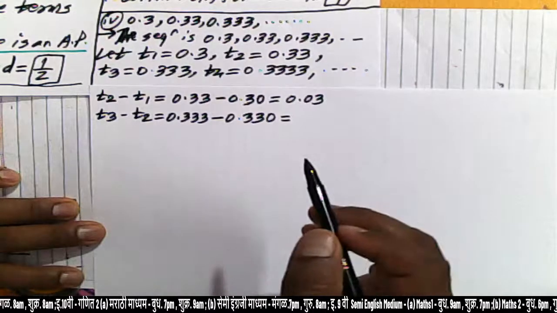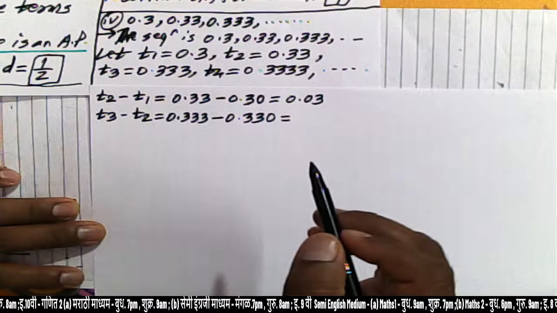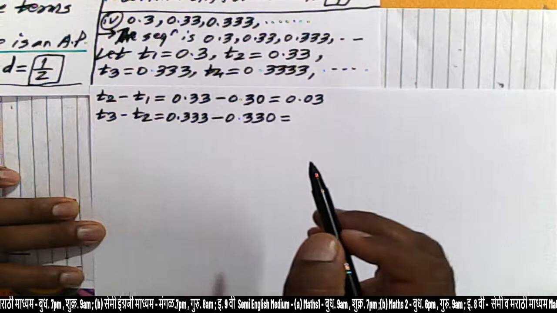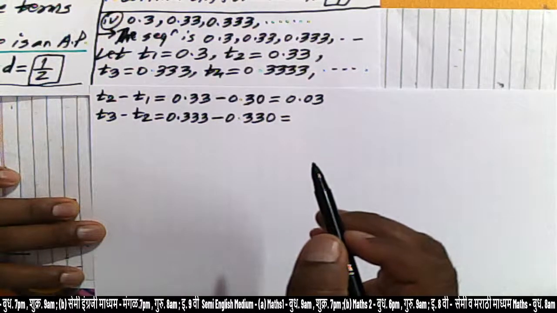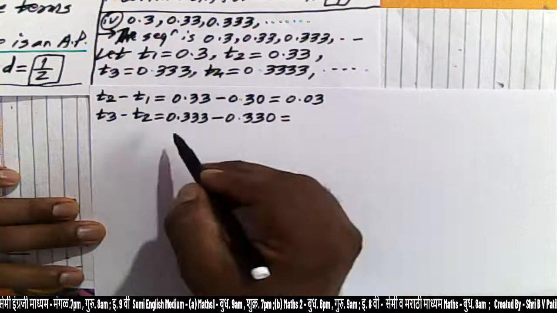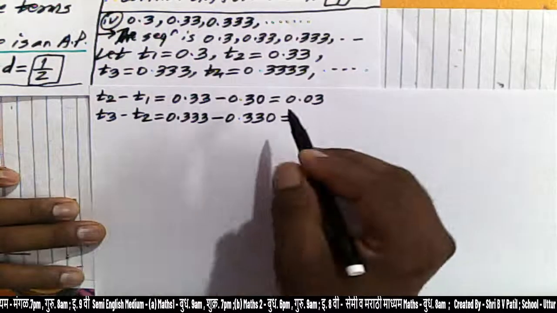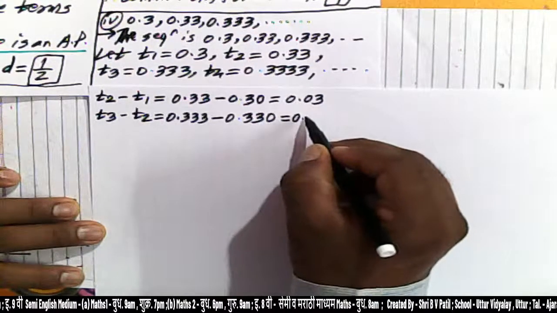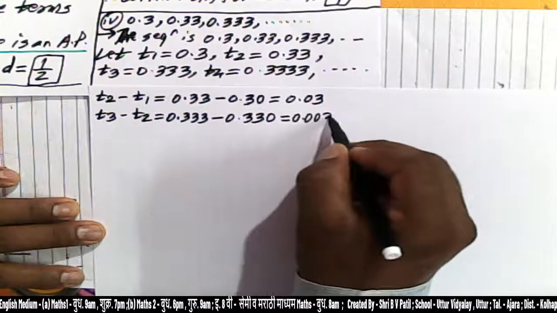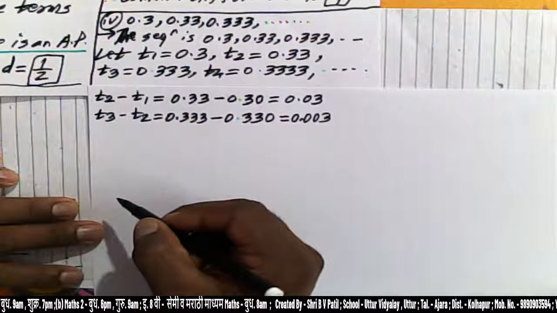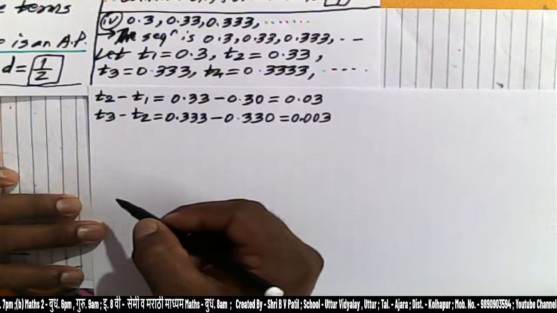Correct answer. Any student? What is the subtraction? The subtraction is 0.003. Yes, good answer.